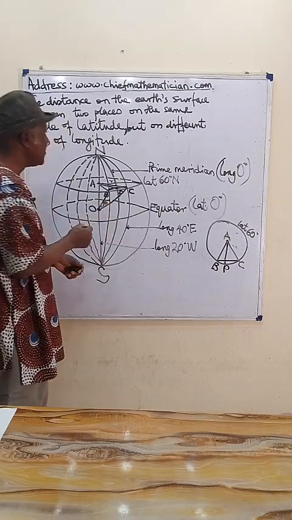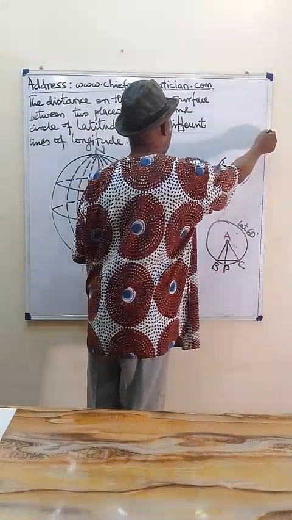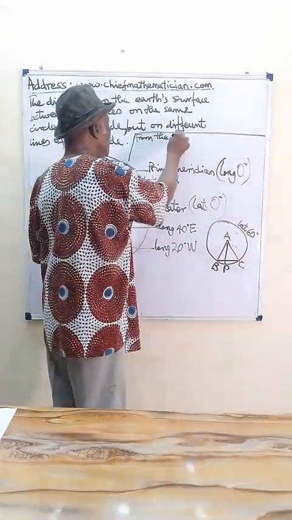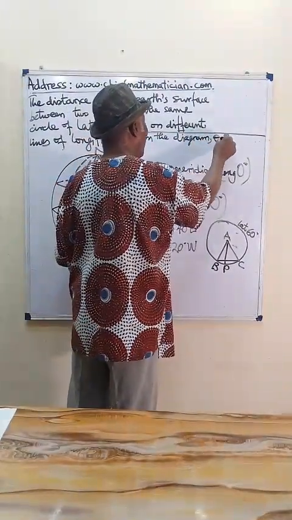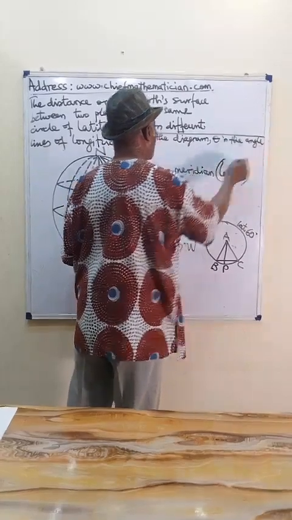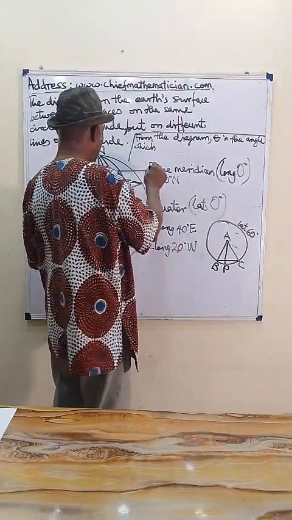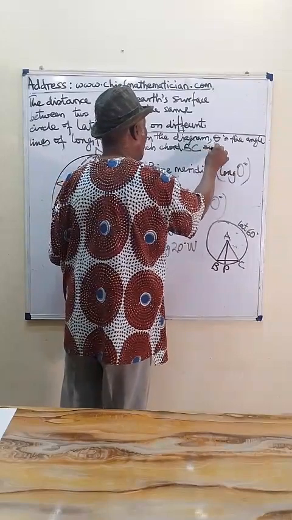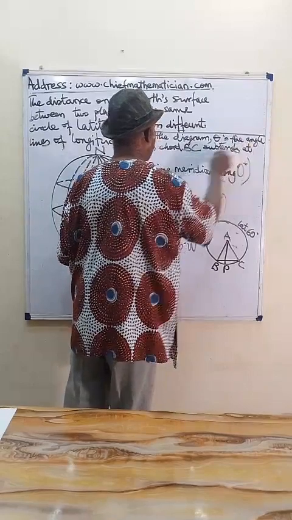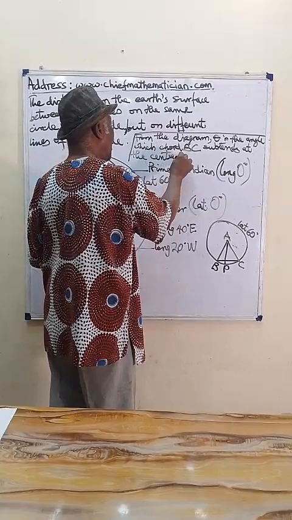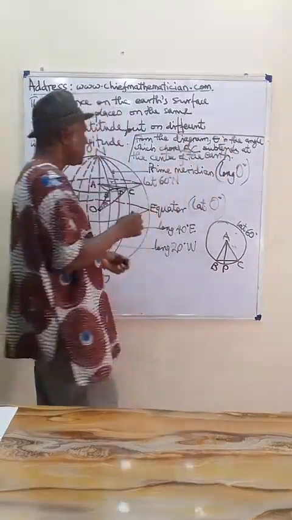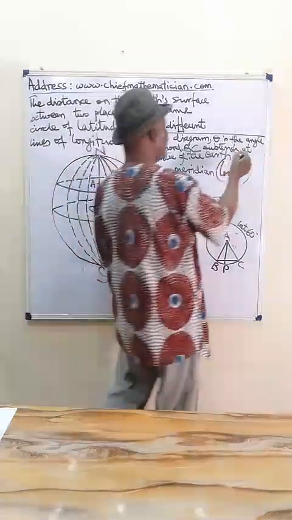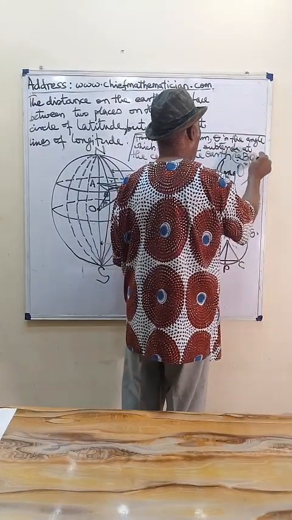Let me call the angle theta. From the diagram, theta is the angle which chord BC subtends at the center of the earth. Theta, that is the angle BOC.